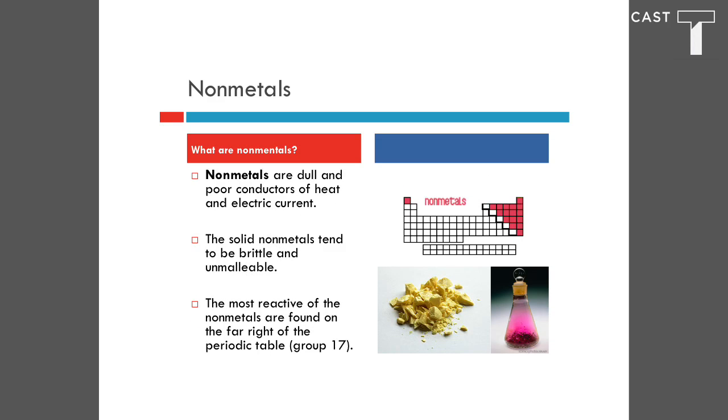Nonmetals, on the other hand, tend to be dull and poor conductors of heat and electrical current. Dull means that they're not shiny. The solid nonmetals tend to be brittle and unmalleable. Brittle meaning they tend to break apart and not bend, and unmalleable, they can't be turned into wire. The most reactive of the nonmetals are found on the far right of the periodic table, group 17.